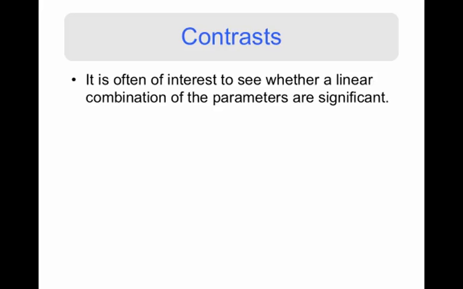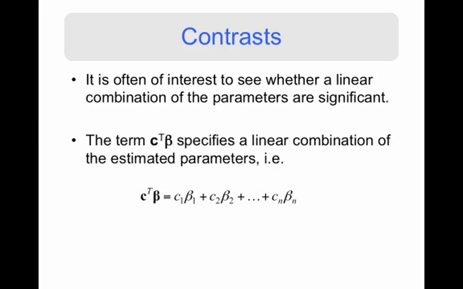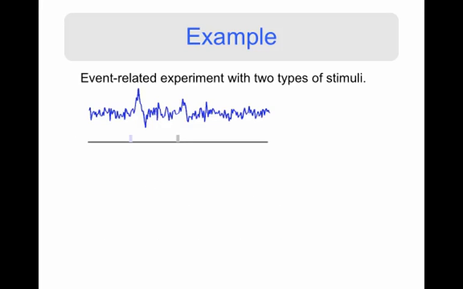So we're often interested to see whether some linear combination of the parameter estimates beta are significant. And so usually we write the term C transpose beta to specify a linear combination of the estimated parameters. So C transpose beta is C1 times beta 1 plus C2 times beta 2 all the way up to Cn times beta n. So we choose C in such a manner to highlight certain linear combinations of the beta. Now C is called a contrast vector, and so here we're talking about looking at different contrasts of the parameters.